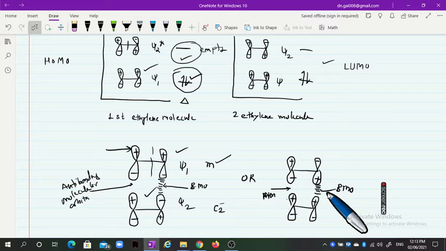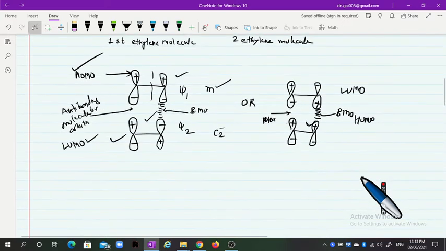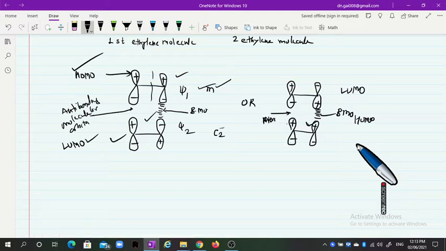This is our HOMO, the highest occupied molecular orbital, of the first component, and this is the LUMO of the second component. Likewise, this is the LUMO and this is the HOMO. Therefore such bonding is not possible. Why is it not possible? Because the symmetry is different; the first orbital symmetry is C2, and in this case there is a mirror plane of symmetry.